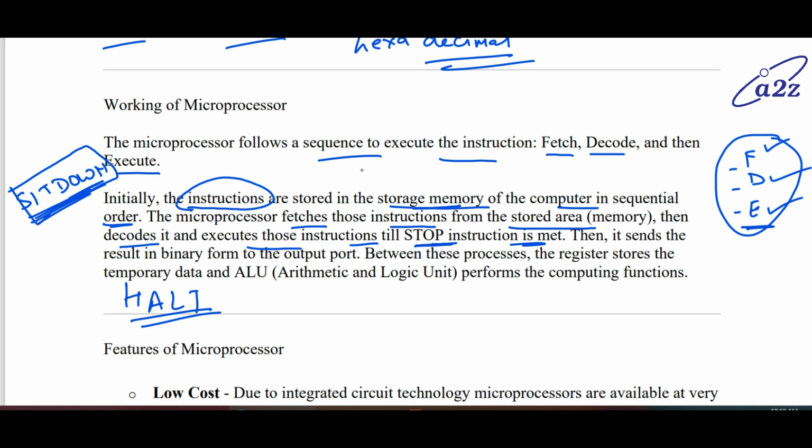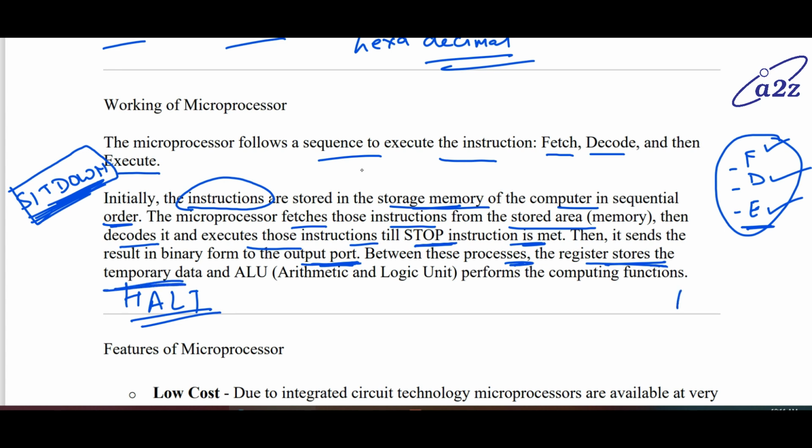Then it sends the result in binary form to the output port. After execution, if there is any output, then the output is transferred to the output port. Between these processes, the register stores the temporary data.